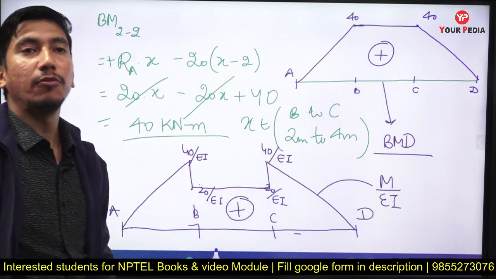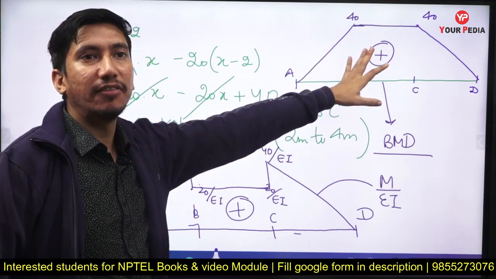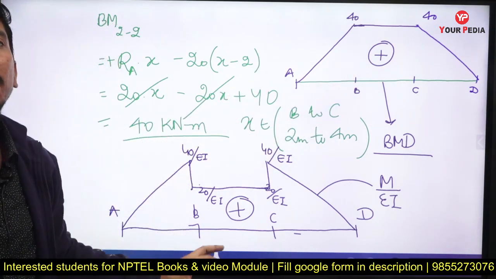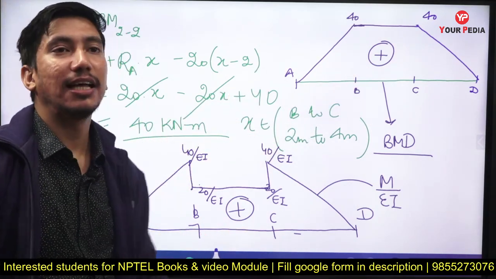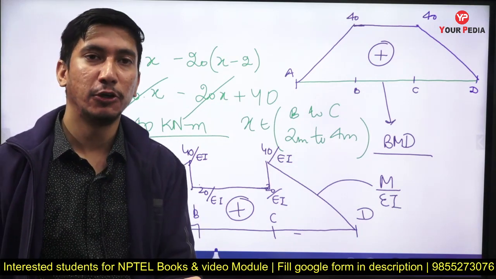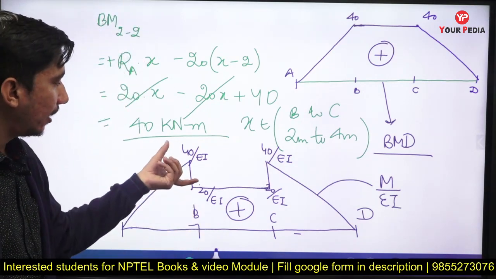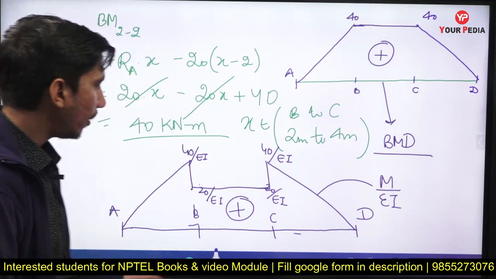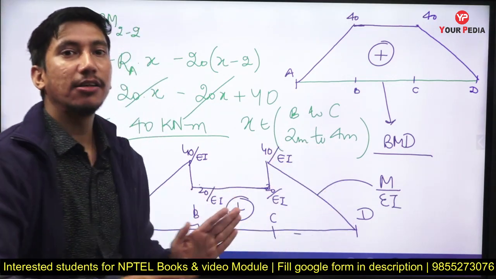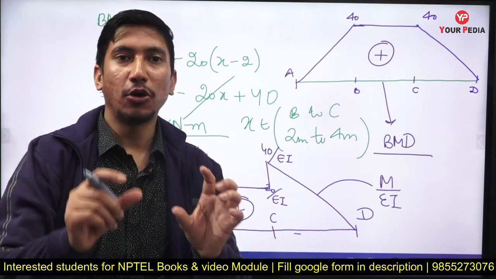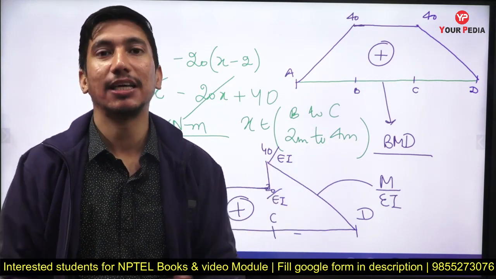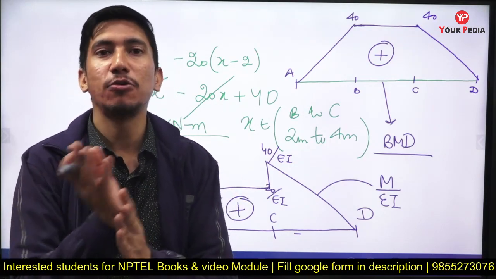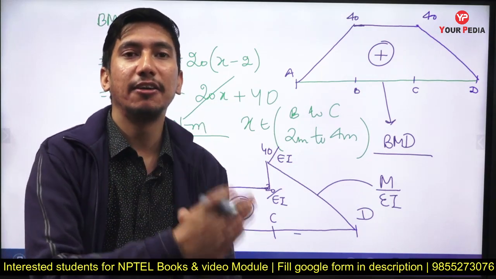If flexure rigidity were constant, then I would have divided this by EI, put EI underneath, and this would become the M upon EI diagram. But in this case, since flexure rigidity was not the same, this portion was thicker, so it has a higher value of moment of inertia. So the ordinates had to be reduced in order to use the conjugate beam method properly. So now I have the M upon EI diagram, the loading is sorted, I know the conjugate supports and the length. So now I can draw the conjugate beam and use the relationship between deflection and shear force, slope and shear force, deflection and bending moment.